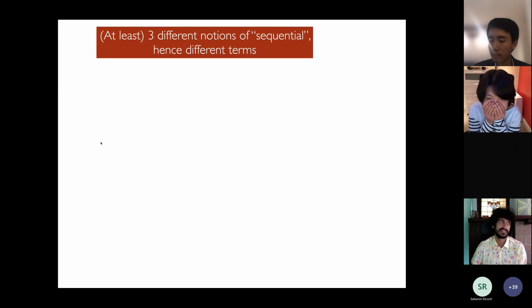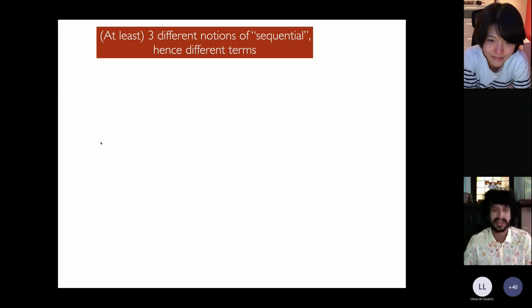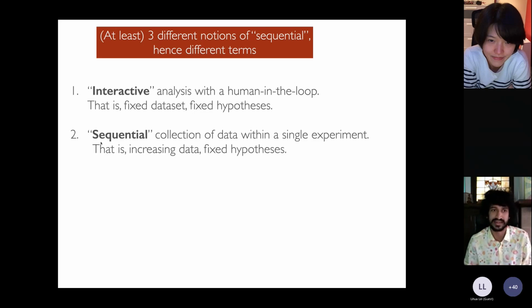Let me first start by saying that the word sequential is heavily abused, because anything in which there's a notion of progress happening in multiple steps, people use the word sequential. That's very natural. But what we're going to do in this talk, and try to make sure happens in the literature, is use different terms for different settings. We're going to use the word interactive, even though the ADAPT algorithm was also sequential in some sense. We're going to call it an interactive algorithm because it has a fixed data set and a fixed set of hypotheses. It's the analysis that's really sequential in nature, with a human in the loop, and that's going to be called interactive.